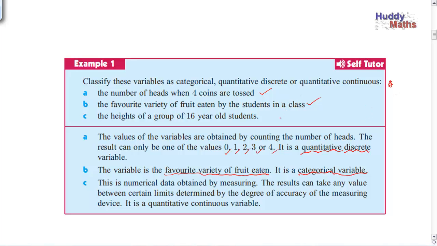Okay, what about the heights of a group of 16-year-old students? Hey, that's going to end up with a number, and it's going to be continuous, because they won't just be separate. 147 centimetres, 162, whatever, they won't be like that. It's going to be 142.15. You'd be measuring to the nearest centimetre or millimetre or something.